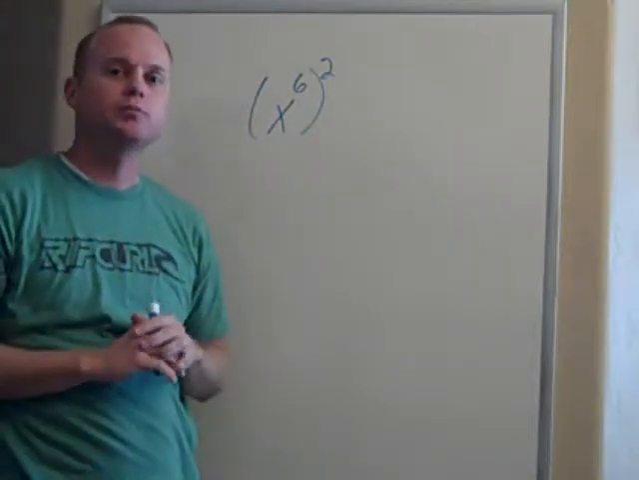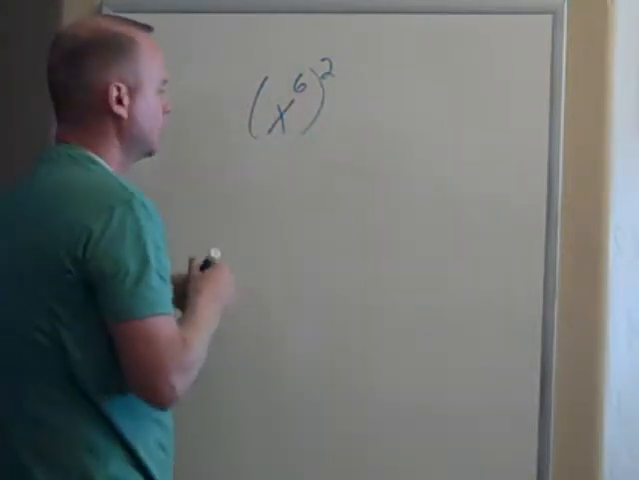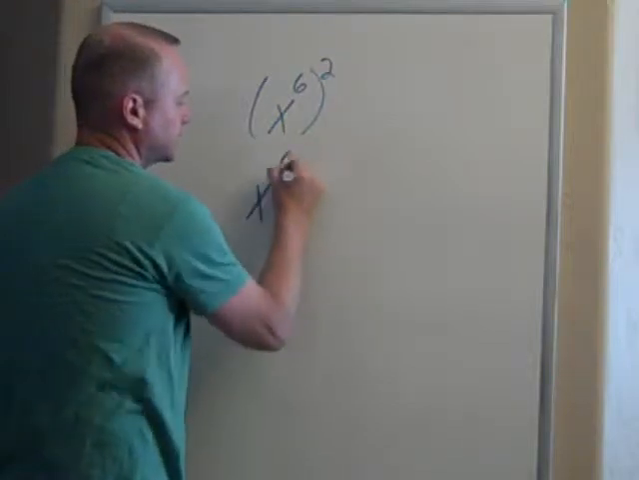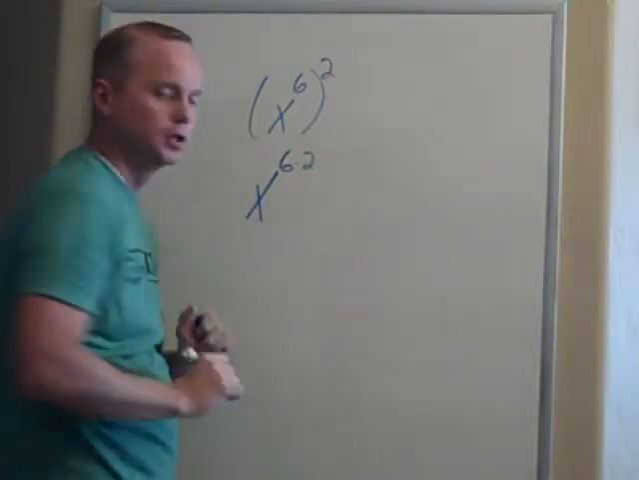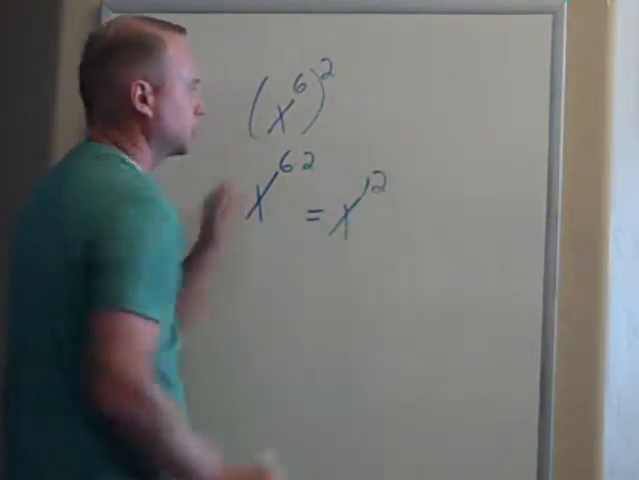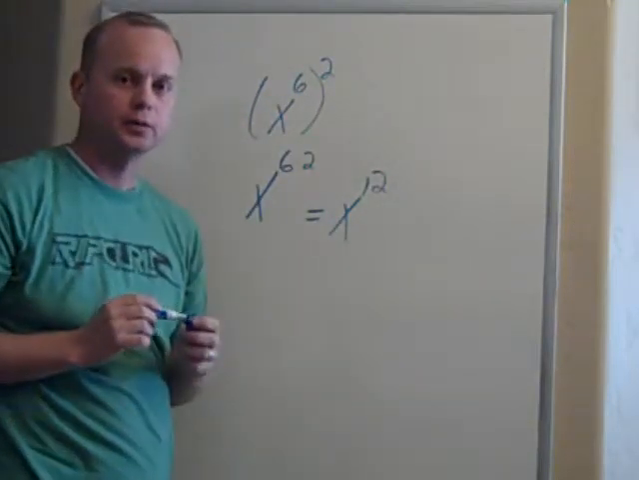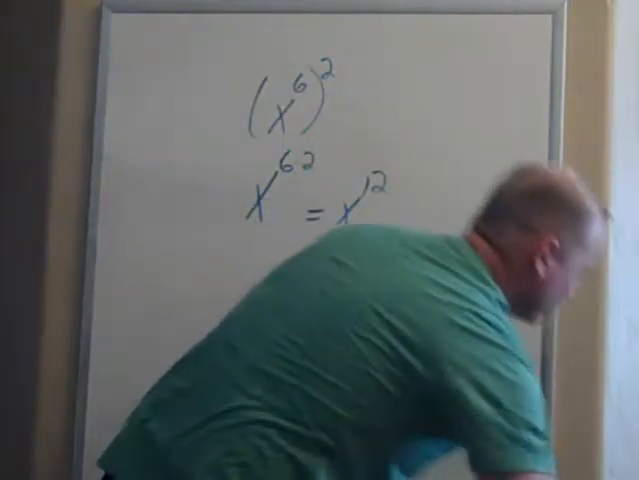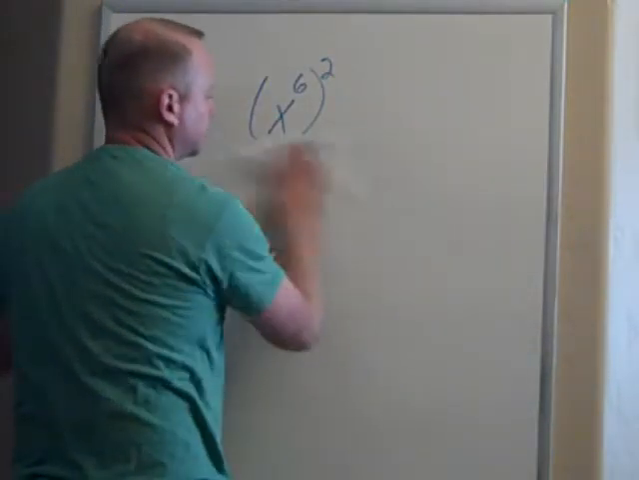And the way that we do that is we multiply these two exponents. So this would be the same thing as x to the 6th times 2. And x to the 6th times 2 is x to the 12th. All we're simply going to do is multiply those two exponents together. Alright, now we're going to get one that's a little bit more complicated.